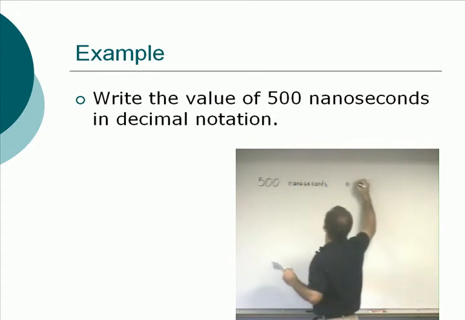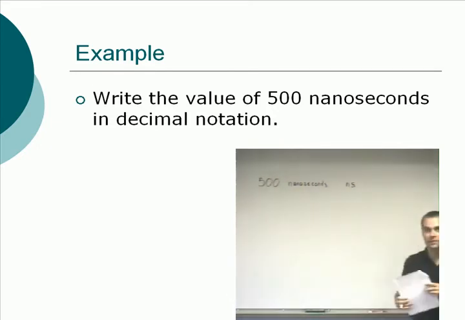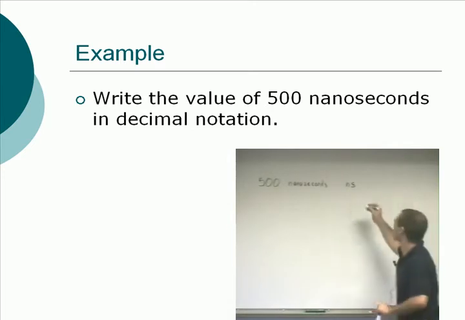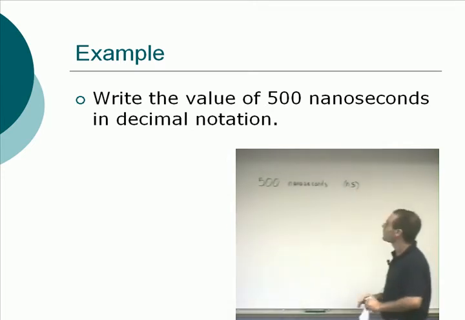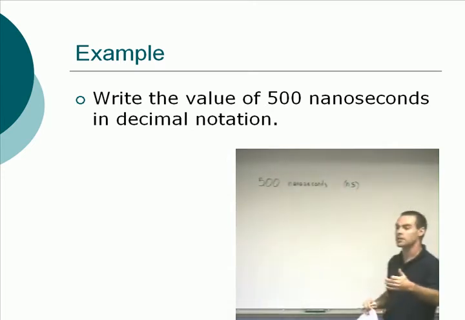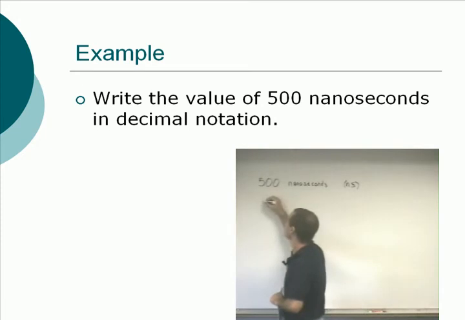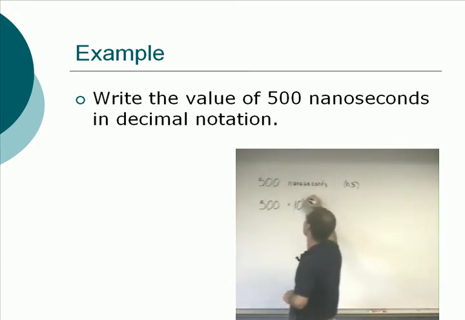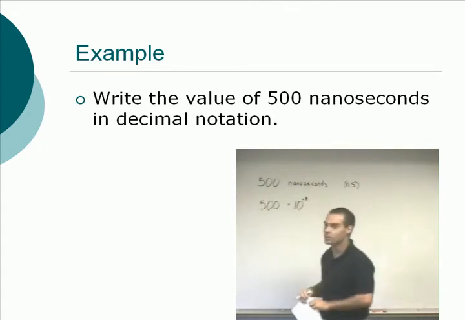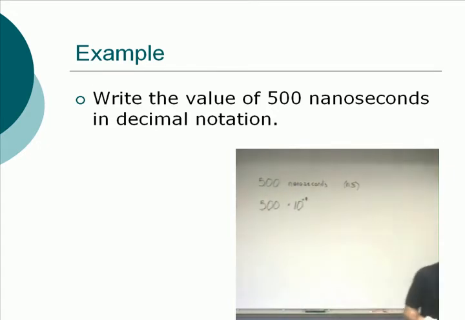The abbreviation there would be NS, N for nano, S for seconds. Okay, 500 nanoseconds. Now we're going to reverse this. We're going to take out the metric prefix and swap in the correct power of 10. That'll put it in engineering notation. So this becomes 500 times 10 to the negative 9. Nano is an easy one to remember because nano is like -9, negative 9. Nano, negative 9.